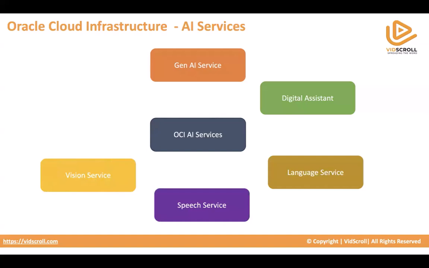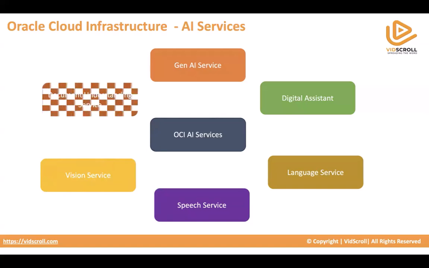Another service is vision service. Vision service is another important service using which you can classify objects and detect objects from an image. Maybe a crime has happened and you have an image of that crime scene, and you want to detect what all objects are present at that point of time. You can do that via the vision service.